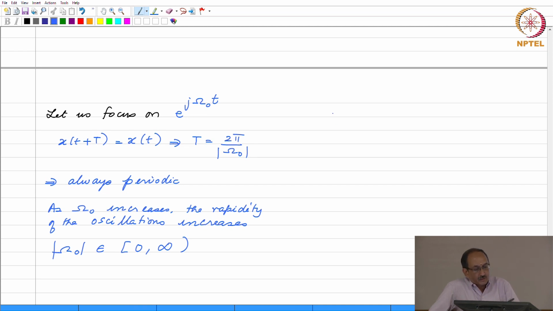So, very natural to ask this question about the discrete time counterpart e to the j little omega naught n. Because omega naught can also be 0, correct? There is no problem with omega naught being 0, that will give you the DC signal, right. For the DC signal, what is the period, that is a minor issue, but omega naught can indeed take on the value 0, which will give you your familiar DC signal.